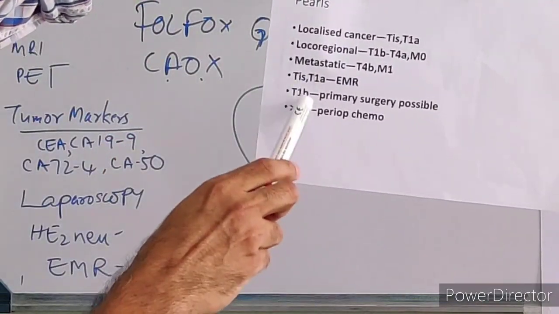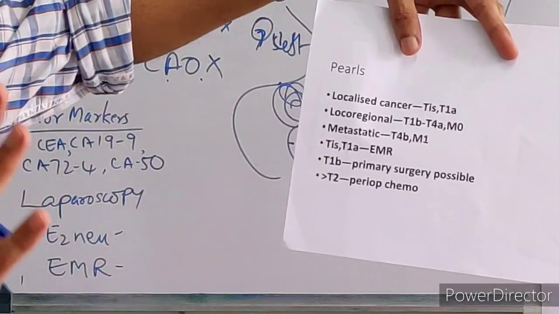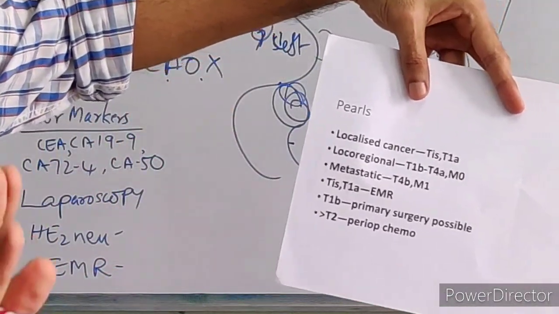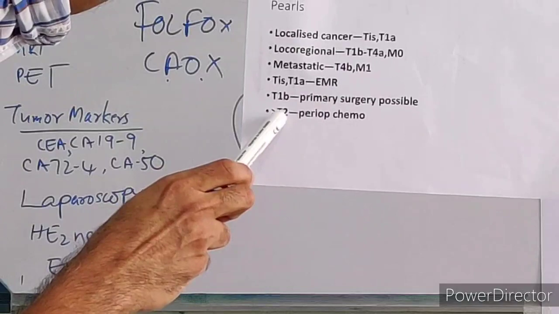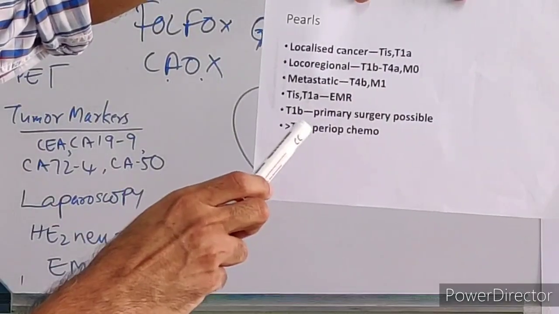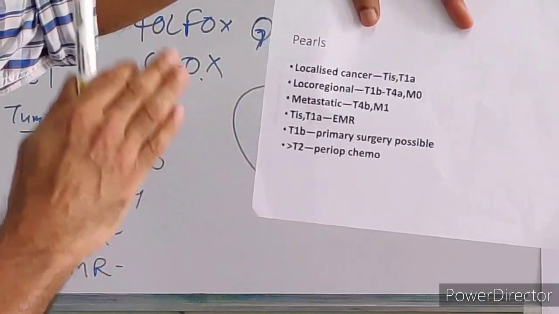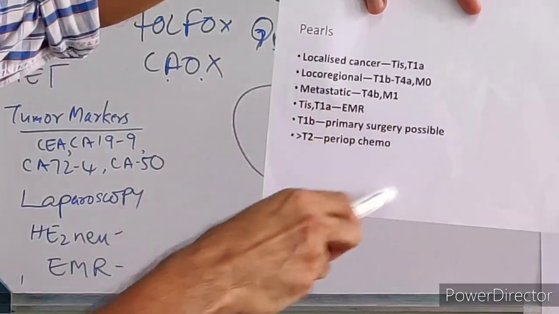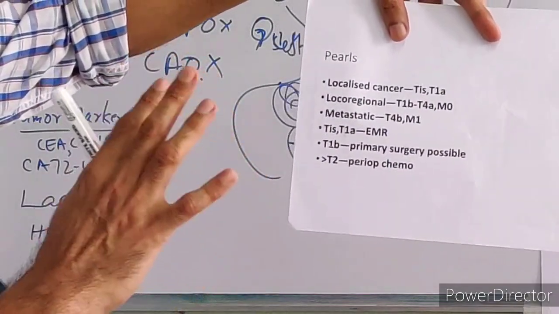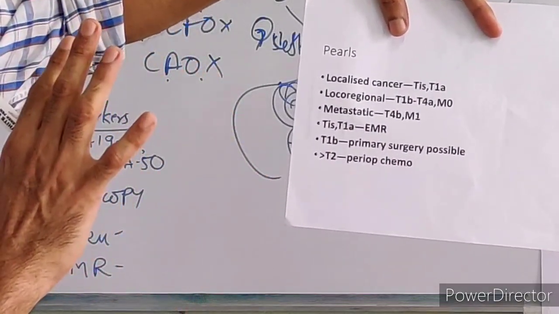Okay. T1B, yes, primary, without chemotherapy, you can give upfront surgery. Anything more than T2, you should give perioperative chemotherapy, that is perioperative chemo, surgery, post-operative chemo. So, this is, in a nutshell, the management of adenocarcinoma of the stomach.